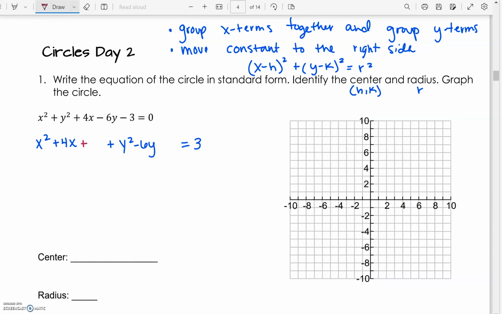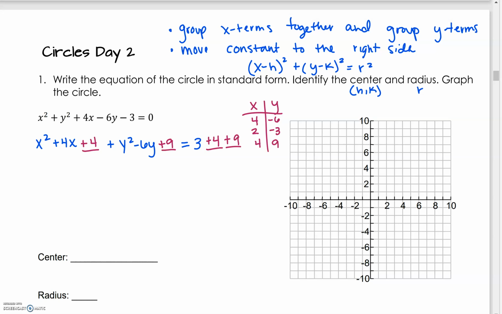And so over here, to complete this square, for our x, our b is 4. So when we divide it by 2, we get 2. And then when we square that, we get 4. So 4 is our magic number. For the y, our b is -6. So when we divide that by 2, we get -3. When we square that, we get 9. So when we add 4 and 9 to this side, we have to add 4 and 9 to this side.